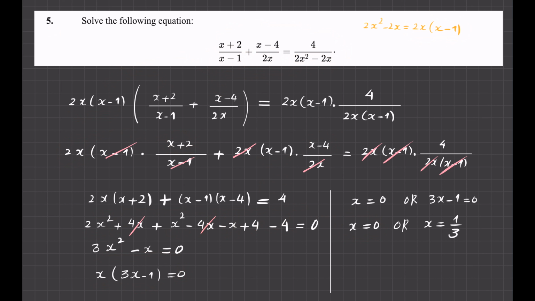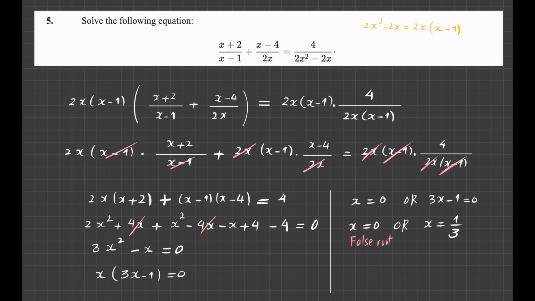Why? Because if I take it to the first original equation and put x equals 0, I will not have any problem in the denominator because it becomes -1. -1 is acceptable as a denominator. But this one becomes 0, and whenever the denominator becomes 0, I am in trouble. So this one is a false root. It is essential to understand that.